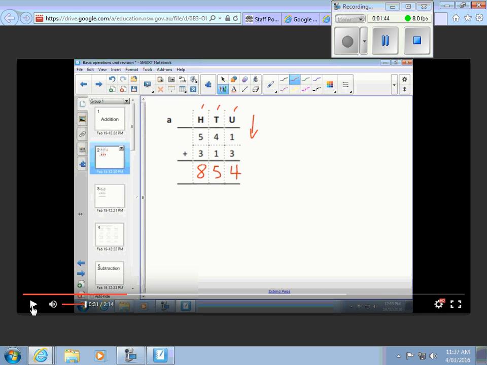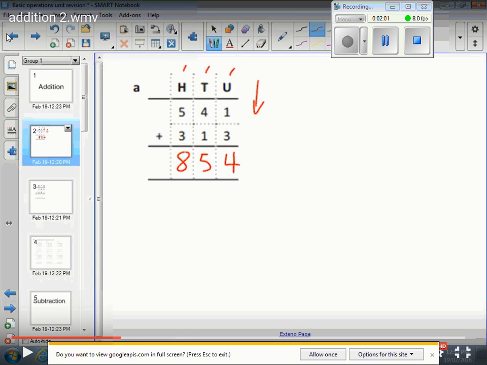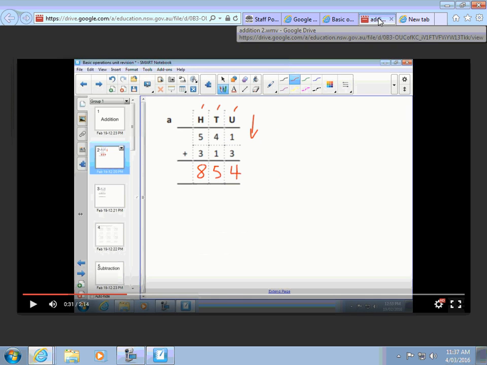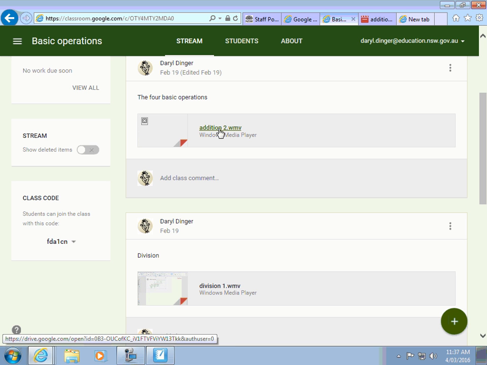So we do a worked example, we continue on with a second example, and then we have a worksheet for the students to complete. I've gone full screen, that's not what I wanted to do. Here we are, back to the Google Classroom again. So it gives a worked example on addition, and then we have a worksheet in there for the kids to do at home, with a couple of questions, and then in class we'll be looking at that.